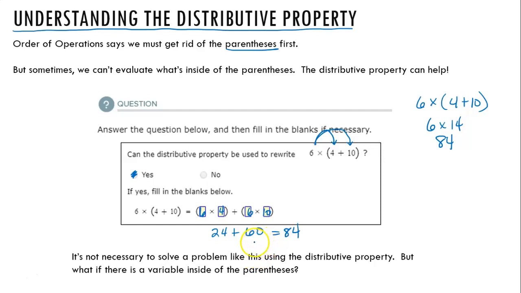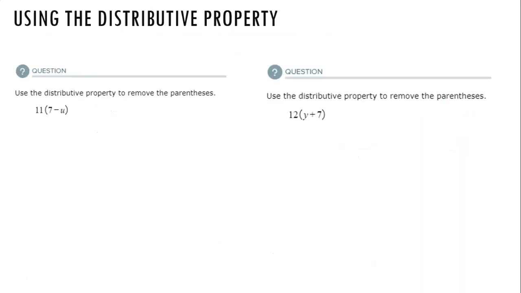It's definitely not necessary to solve a problem like this using distributive property. In fact, I would argue that it makes this more complicated. If I can just go ahead and add 4 and 10 and multiply by 6, why wouldn't I? But what if there's a variable inside the parentheses? For example, let's take a look at this first one.